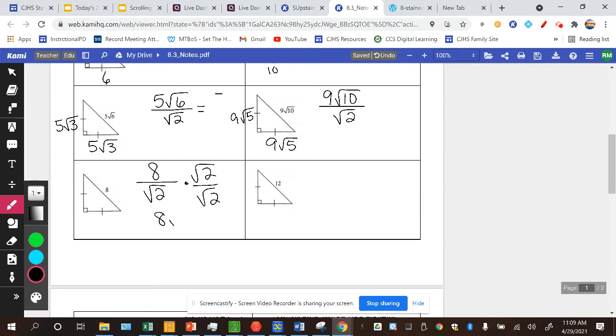Okay. So we should get 8 square root 2 over 2. Now can we simplify? Yes. 4 square root 2. Perfect. And if you're not sure, you could always multiply again by square root 2 and see if you get to 8. You should get to 8. Do the last one.